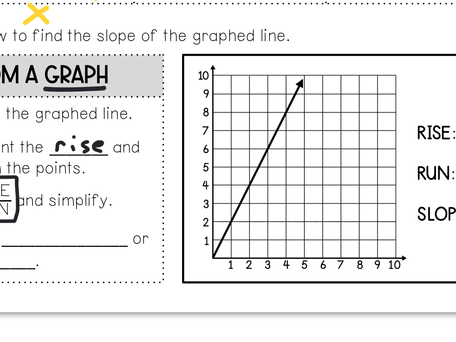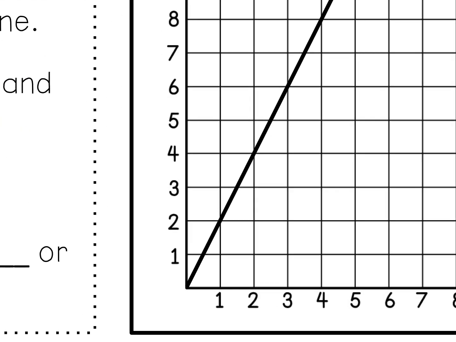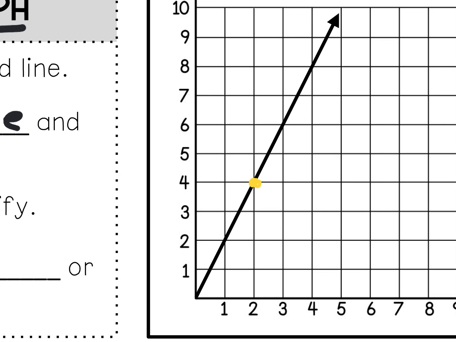So I need to pick 2 points. So which is a good point to pick? 2, 4. Well, you said 2 first, and you always say the x value first, so that's why I went to 2, 4. So what's another point? 6, 5. 6, 5 is not a point. 4, 8 is a point.